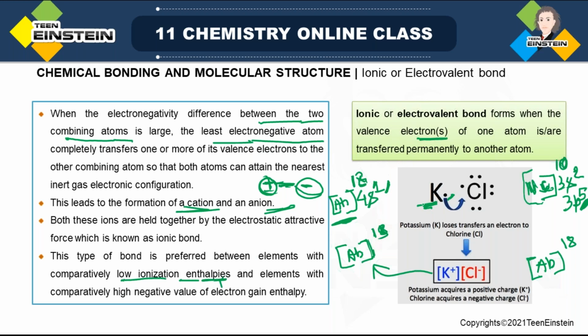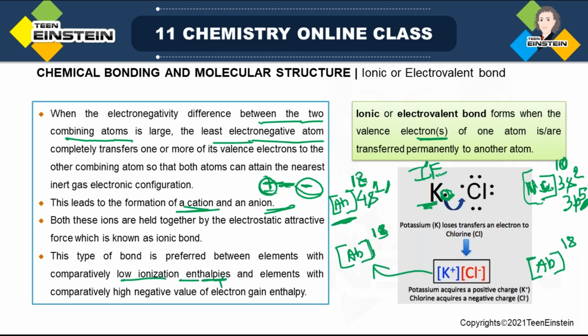And what is the definition of ionization enthalpy? The energy required to remove the most loosely held electron. So this is the electron which we are removing. So ionization energy we have to apply for potassium. Okay, and comparatively low ionization energy means that if ionization energy is very low, ionic bond formation will be facile. It can happen easily, you don't have to apply much energy.